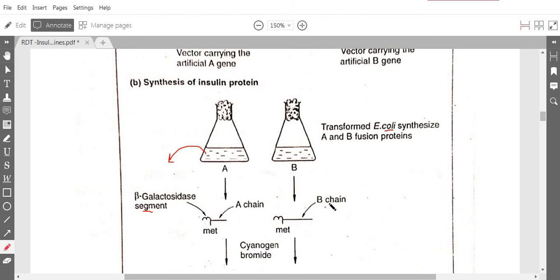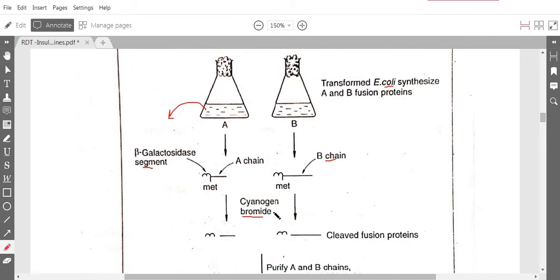a similar phenomenon can also be observed in segment B, that is the B chain composed of 30 amino acids. There is a methionine residue before the start of the B chain, and before the methionine residue there will be the beta-galactosidase enzyme. So we need to remove this segment, and now we treat this sample with cyanogen bromide, CNBr. Cyanogen bromide can selectively cut the carboxyl terminus of the methionine residue. Once again, CNBr cleaves the C-terminal region of the methionine residue.